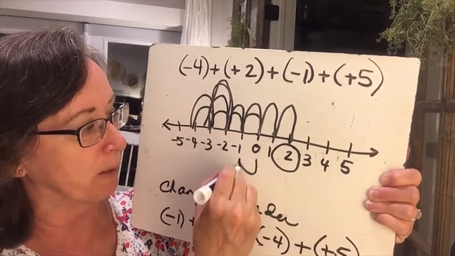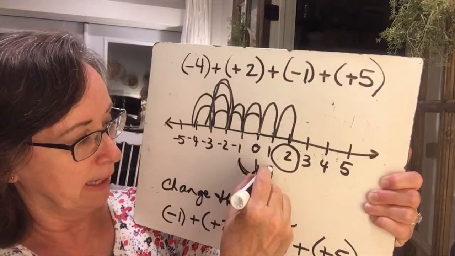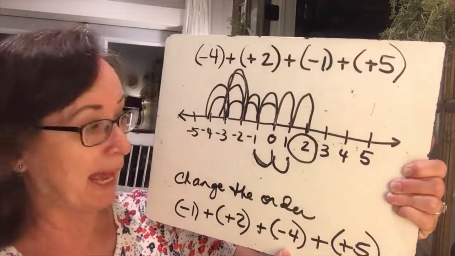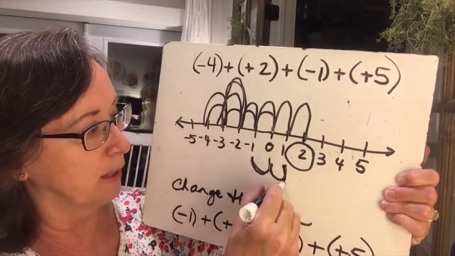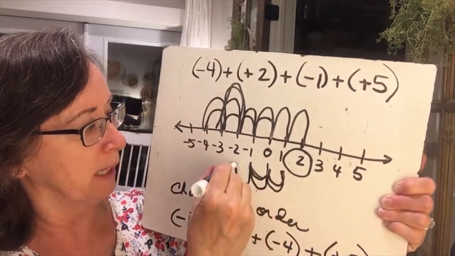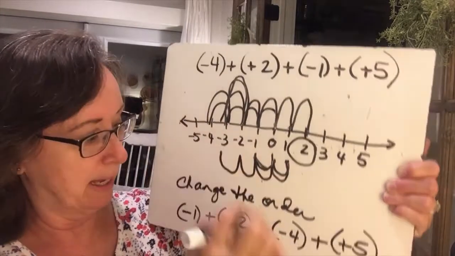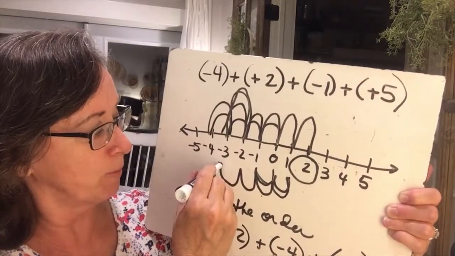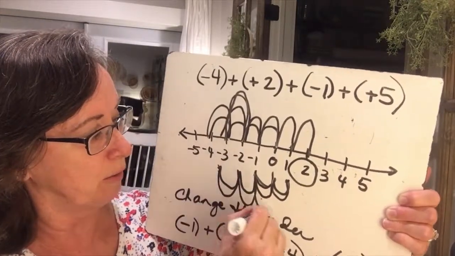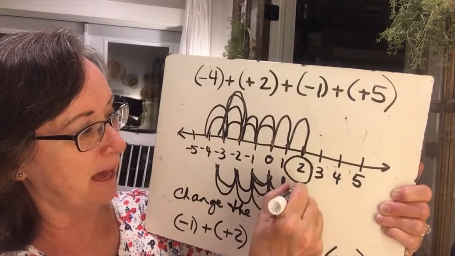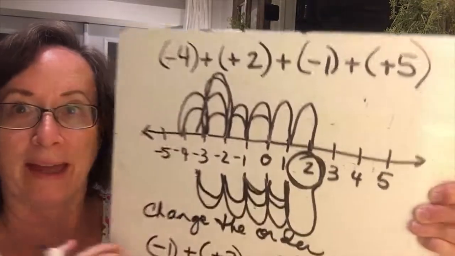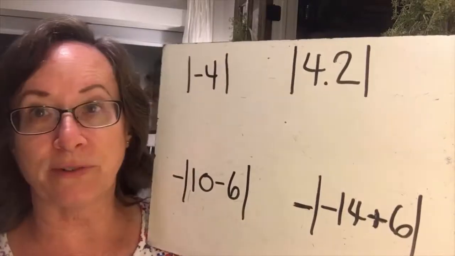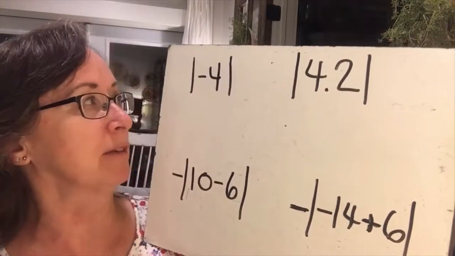So from here, we go 1, 2, and then from this stopping place, we're going to add a -4. So 1, 2, 3, 4, and then a +5. From right there, from wherever we stop, we do 1, 2, 3, 4, 5, and guess what? At 2 again. These are your 4 practice problems for your absolute value.